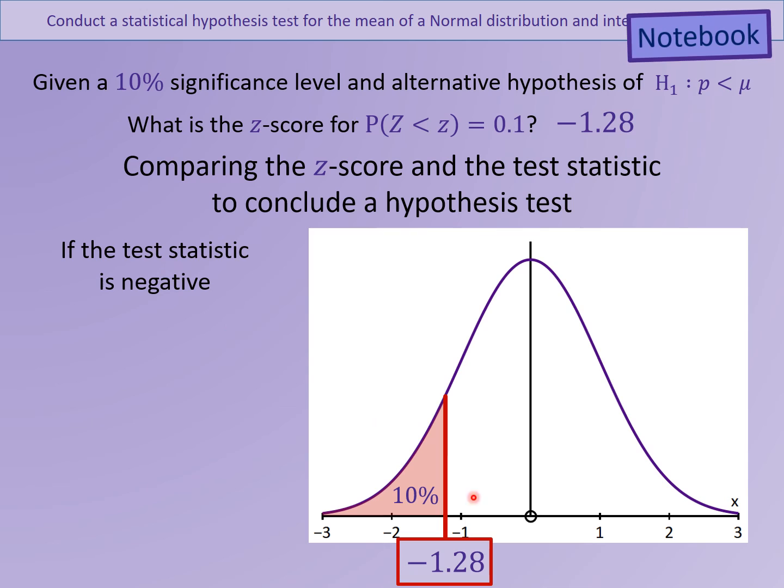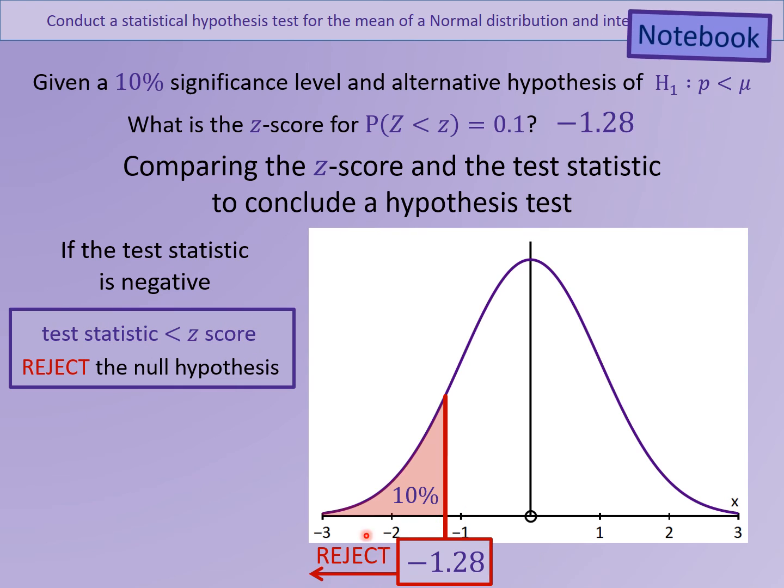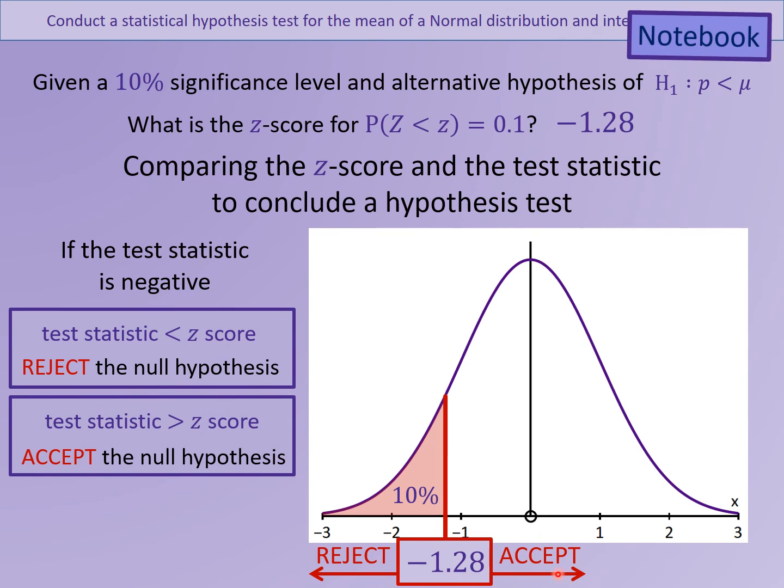If the test statistic is negative, then you're looking at it being down there. And if it's positive, or if it's greater than that, then you would accept it. Okay? But that's only if the test statistic is negative. Then below it, you'd reject, and if it's greater than it, you'd accept.